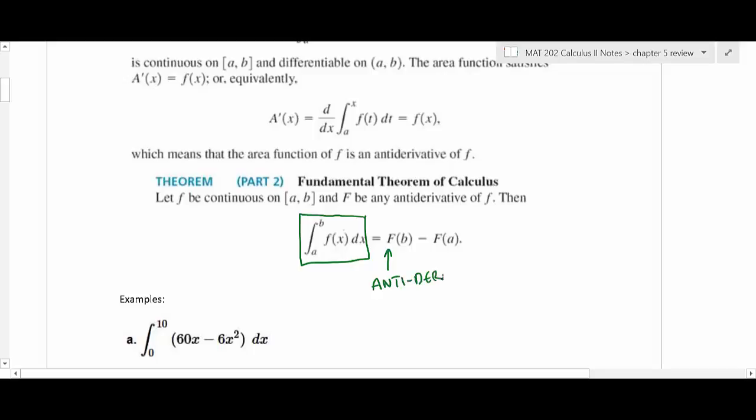So that just means anytime you do an integral, like I said, you can tell it's right by doing the derivative. That's an antiderivative. Then what you do is you evaluate the upper limit, which is b. Then you evaluate that antiderivative at the lower limit. Then you subtract the results.